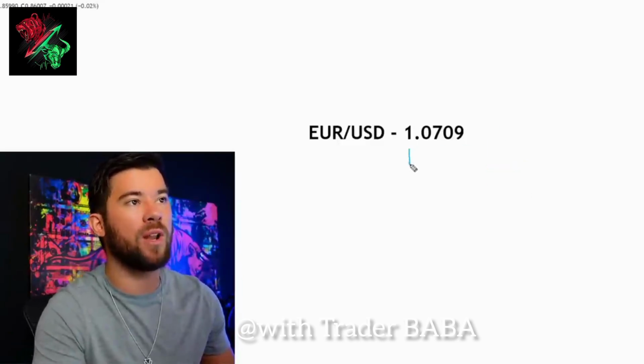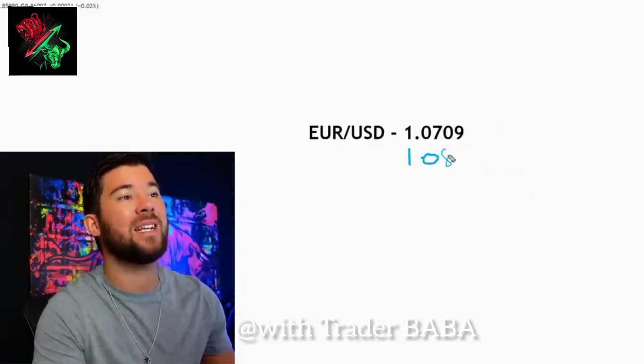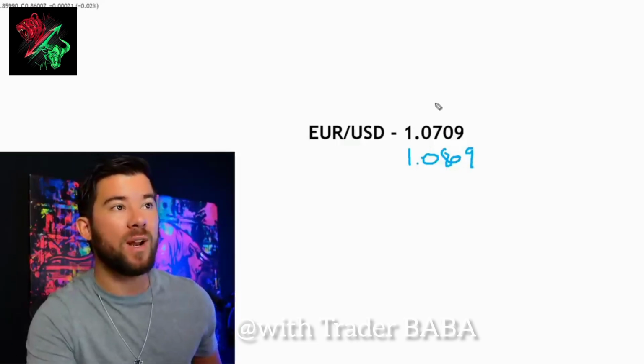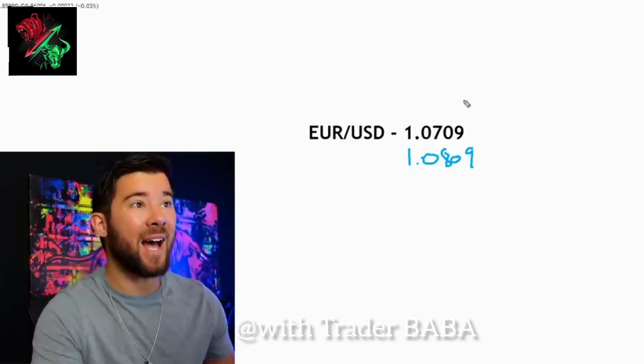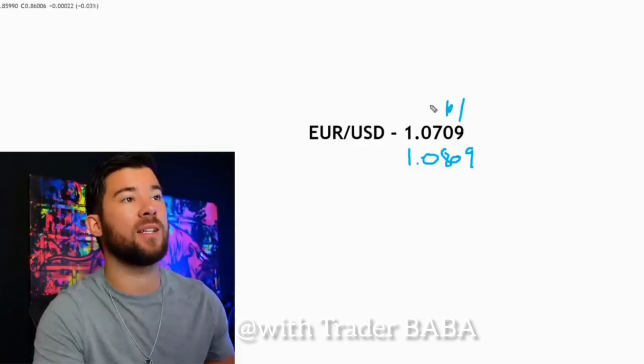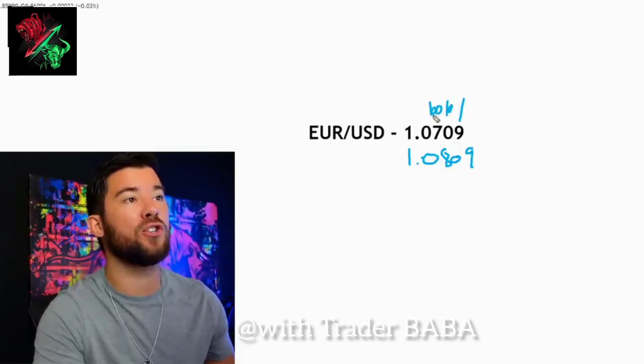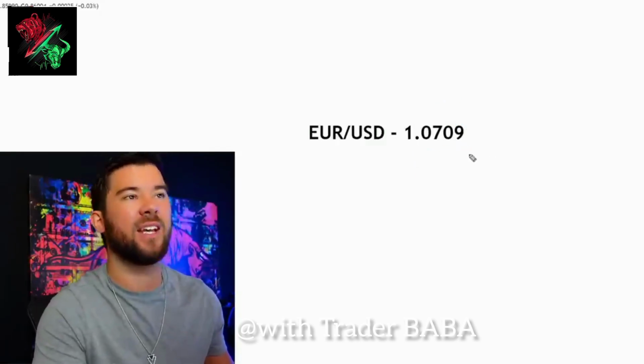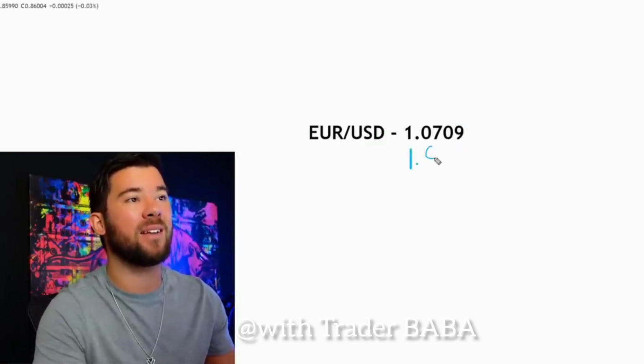What if we go to 1.0809? At this point, how many pips has price gone up? Well, we've gone up 100 pips. So the 9 is the ones, the 0 here would be the tens, the 7 would be the hundreds. That's how we calculate everything. Let's do 2 more examples really quickly. It's just easy math, so you should be able to get a hang of this pretty quickly.